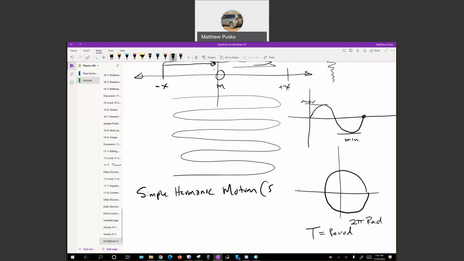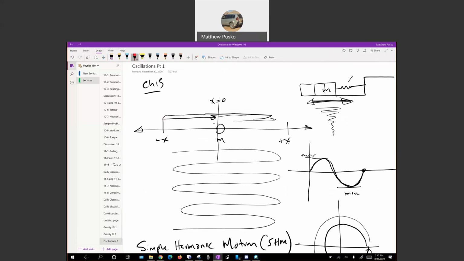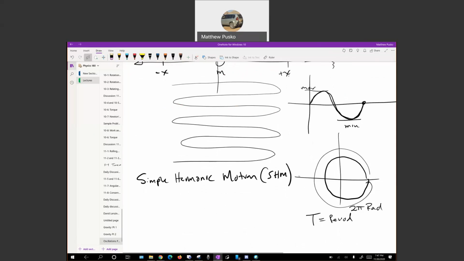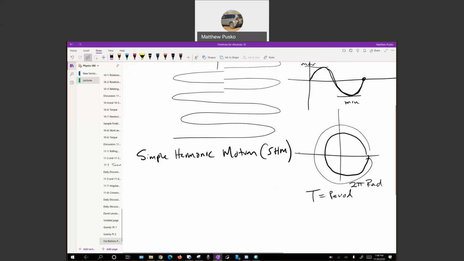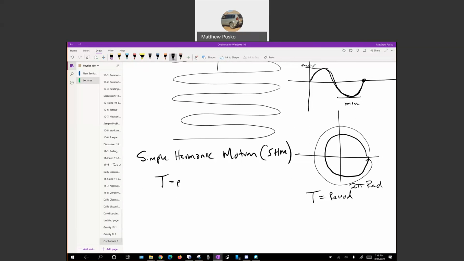We'll often see this as SHM, simple harmonic motion. First, let's define a couple things. The period is the time for it to go all the way around the circle, or to do one full cycle of a sinusoidal function, or something like a particle oscillating between plus and minus x. It's the time for it to go all the way to plus, all the way to minus, and all the way back. So it has to make one full cycle. And we call that full cycle the period, or the time it takes to do one full cycle.